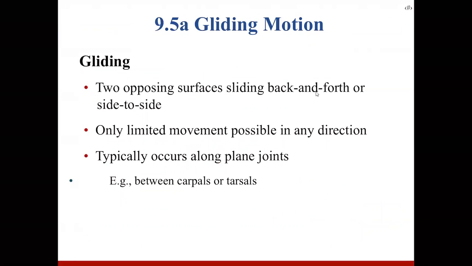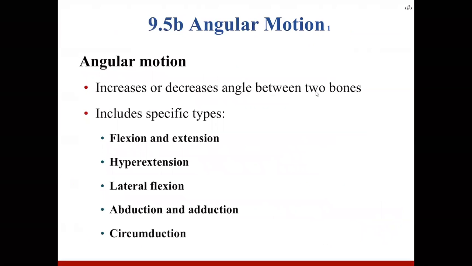Now, in this chapter, they talk about motion and describing the types of motion. So there's some vocabulary in here. Angular motion is going to decrease or increase the angle between two bones. And there are a bunch of vocabulary words, and I think they make sense.